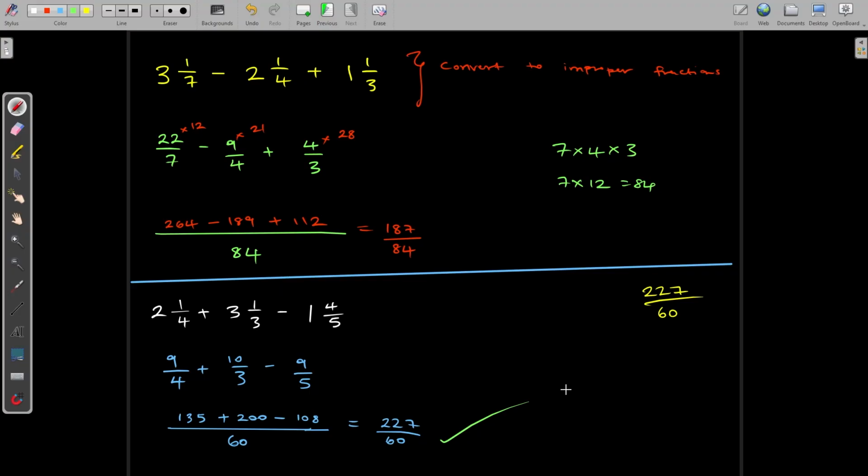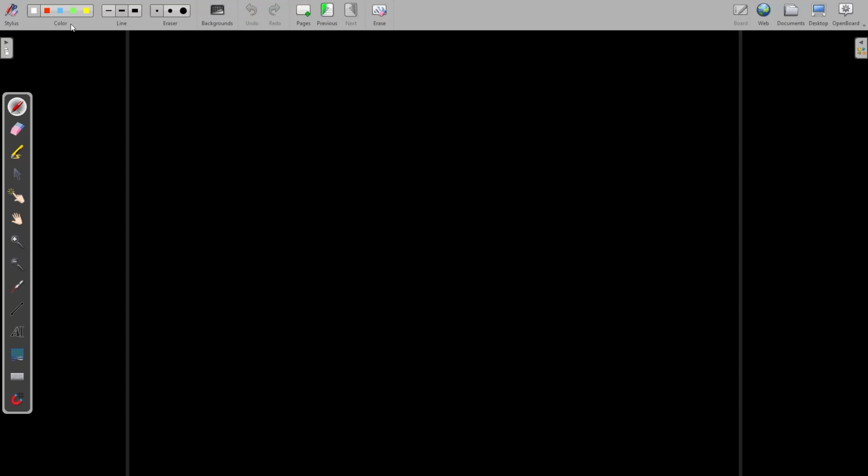And when we get to multiplication and division, we're going to be combining everything: addition, subtraction, multiplication, division in one question, similar to those that you would see on the past paper. Alright, so multiplication and division of fractions, which is even easier than addition and subtraction.